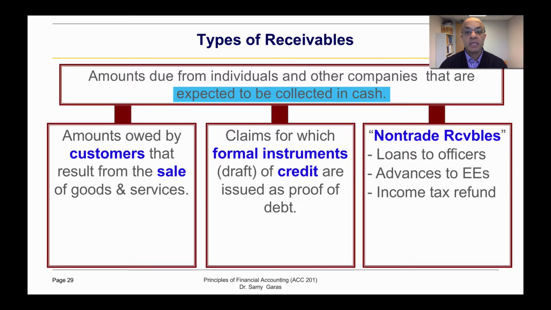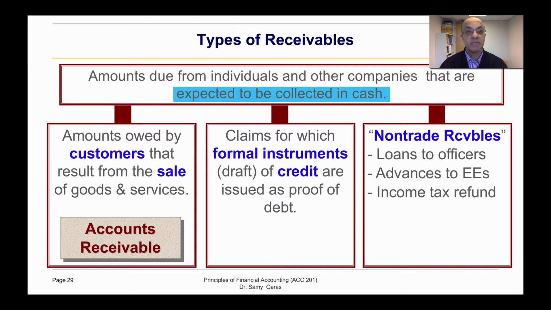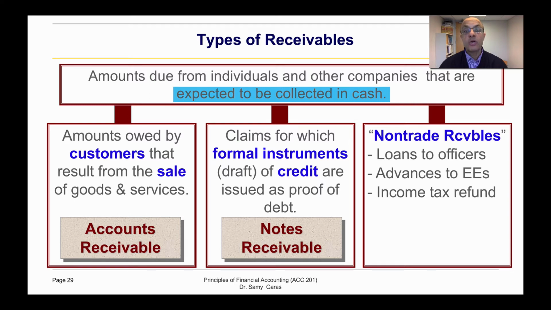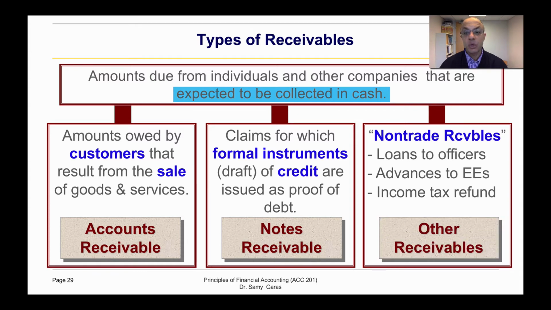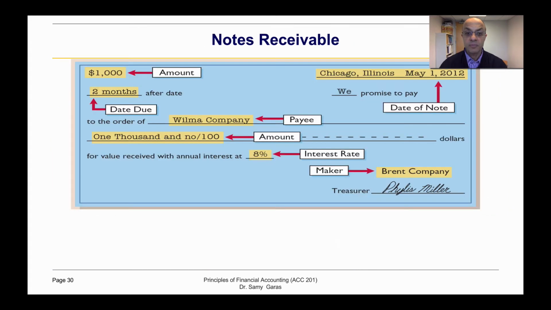So with this in mind, notes receivable is different from accounts receivable because accounts receivable are mainly related to sales of goods and services, but notes receivable are mainly related to either sales, lending cash, or extending the payment of the accounts receivable by issuing a note receivable. There are also other receivables, like giving loans to the officers or advances to the employees, which are different from accounts and notes receivable. With this in mind, I'm going to talk about notes receivable only in this video.